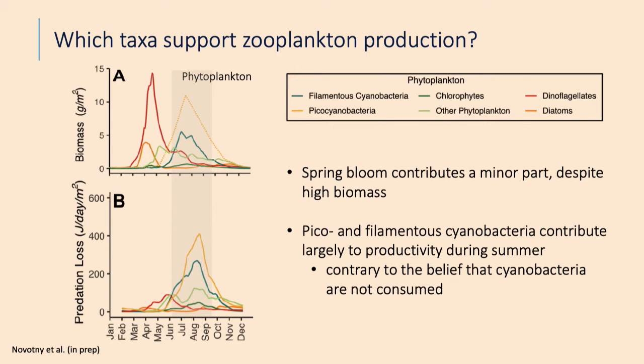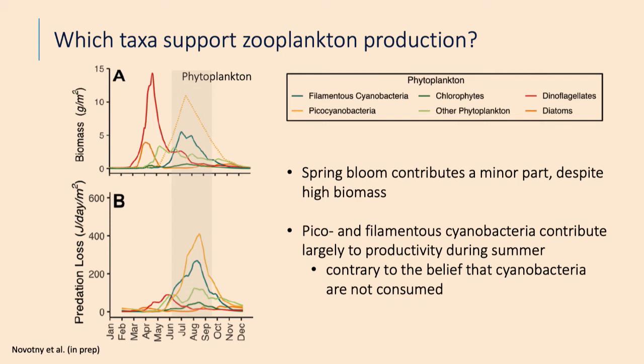But then if you look to the summer, what do we see during the summertime? In the summertime, we see that pico and filamentous cyanobacteria contribute largely to the production of the zooplankton community. And this is mainly due to the predation of the rotifer species, the smaller ones, but also some copepod species. So this also gives us a mechanistic understanding of how the cyanobacteria carbon is entering into the food web.